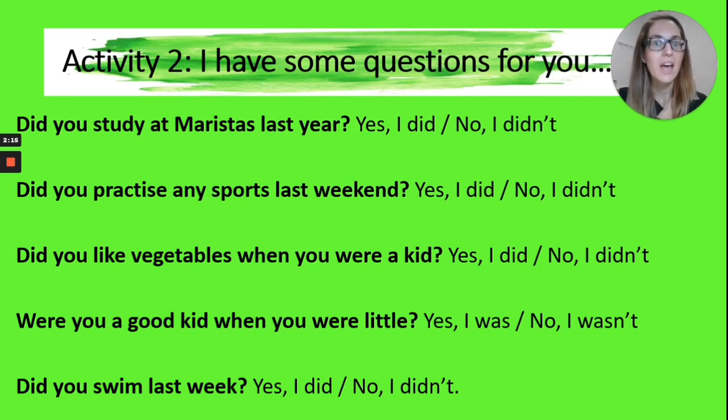Second activity, I have some questions for you. We already did this activity when we talked about the present simple. So you answer to me these questions. Did you study at Maristas last year? And you have to say, yes, I did, or no, I didn't.